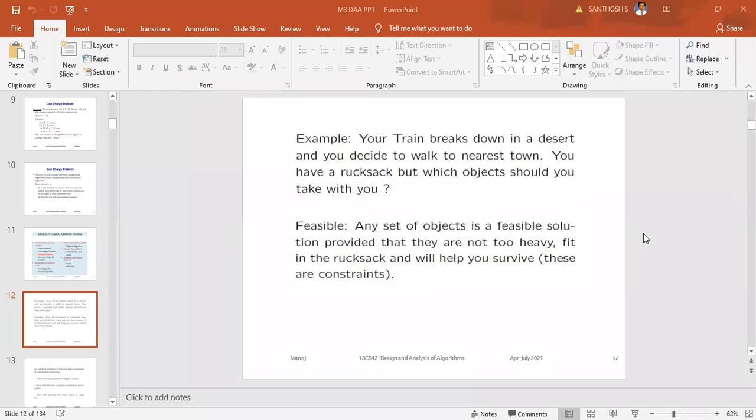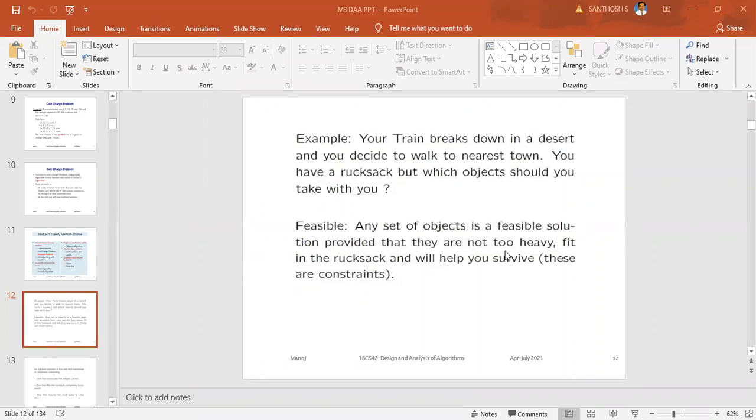If you have an empty bag, which things are you going to take in that rucksack? Any set of objects is a feasible solution provided that they are not too heavy, because you have to walk to the nearest town. So what is the main constraint? It should not be empty, and it should not be heavy. It should fit in the rucksack and help you survive.